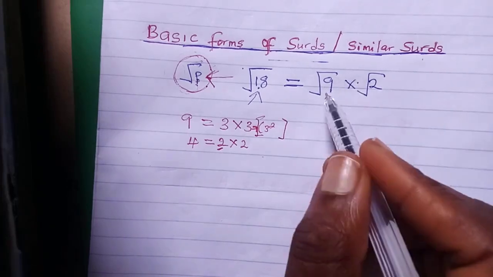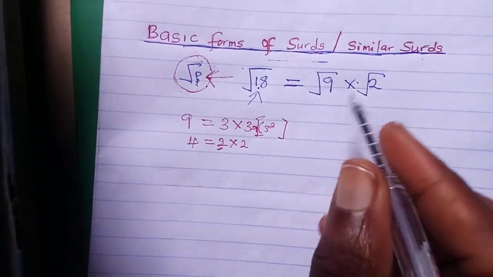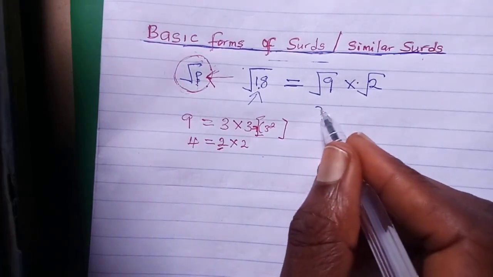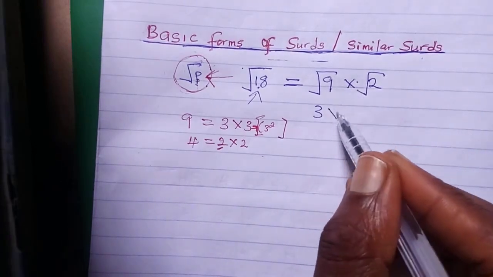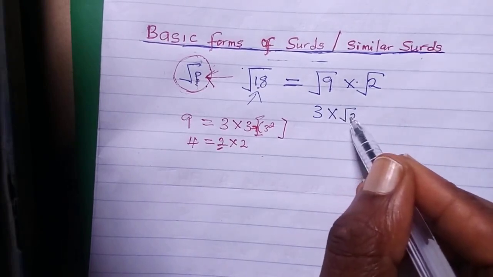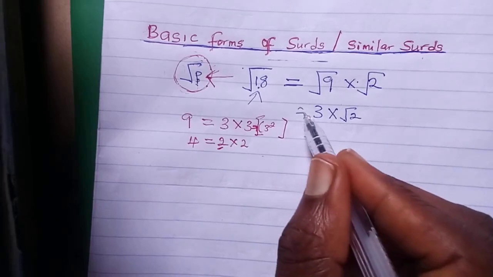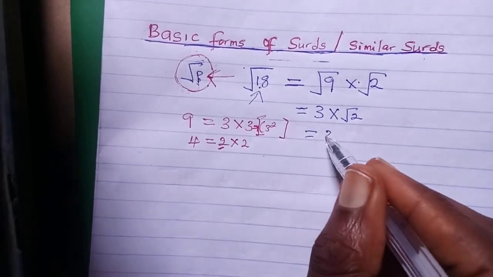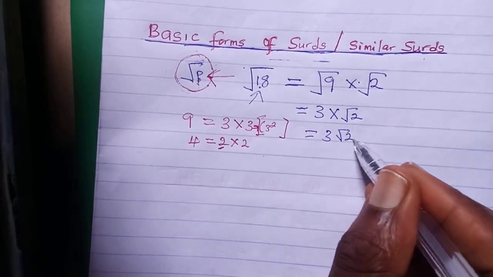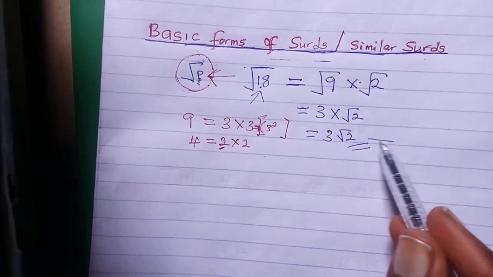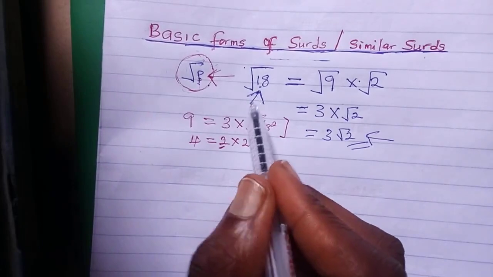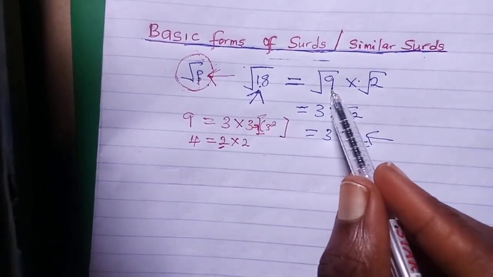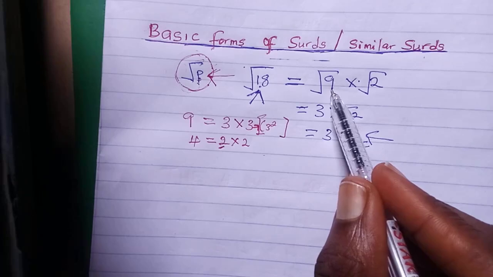So, of course, root 9, the square root of 9, is 3. That's 3 times 3, 9. This is times root 2. So this is also equal to 3 root 2. But this very one now is in its basic form. This one, root 18, is not in basic form because one of the numbers is a perfect square.